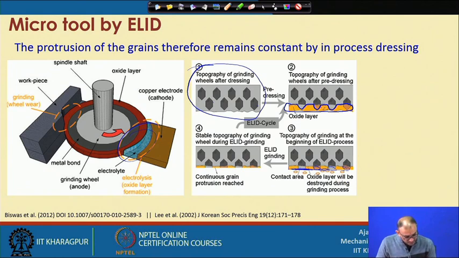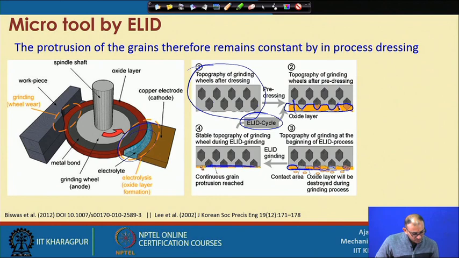Once it reaches a particular oxide film formation, then this ELID will not continue, because it will take a lot of time to reach the fresh surface. But when you do machining, you are removing or deforming this oxide film during the grinding operation. So, the thickness of this oxide film is reduced. Once it is reduced, you are getting a protrusion of this particle again here, and now the thickness is less, right.